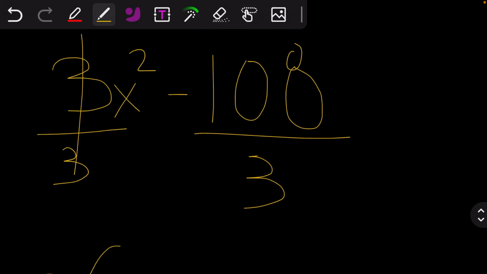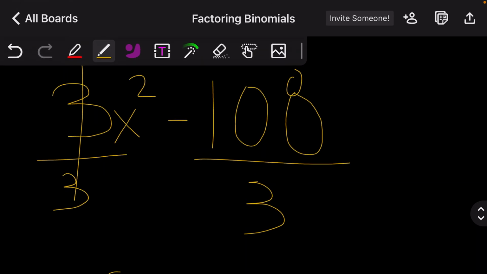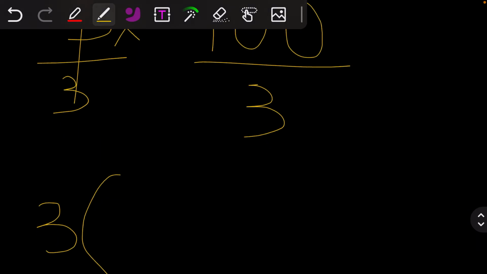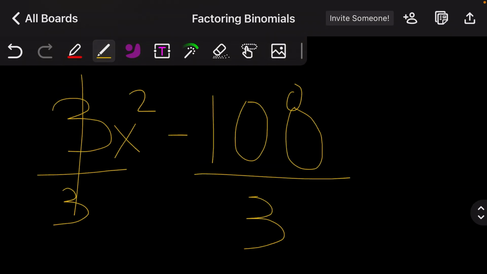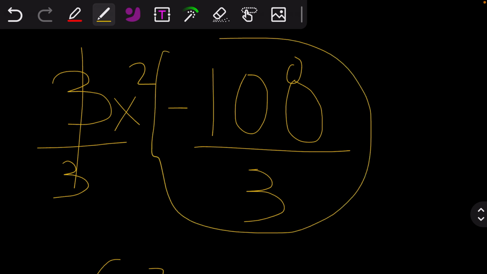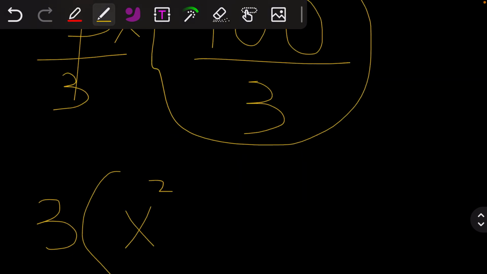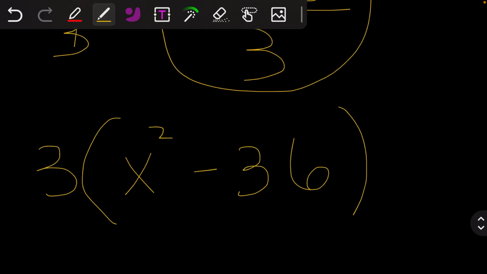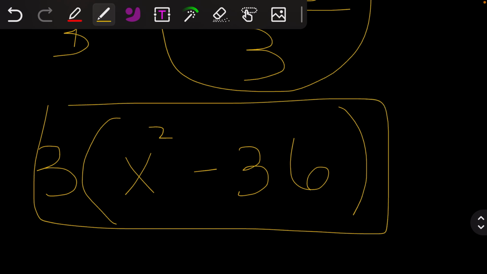So after we divide this 3x squared by 3, what we are left with is just an x squared term. And when we divide negative 108 by 3, what we get is a negative 36. And this is the factorization for 3x squared minus 108.